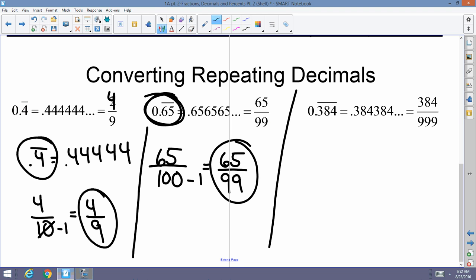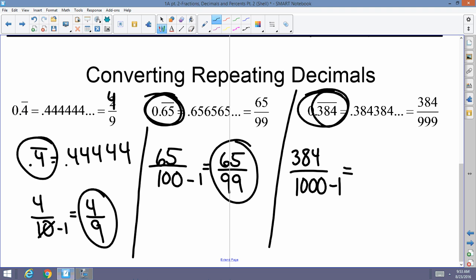0.384 repeating. If we went ahead and converted that into a fraction without a repeating symbol, it would be 384 thousandths. However, it's repeating, so I'm going to go ahead and subtract 1 from the denominator to end it, to cut it, and we've got 384 over 999.